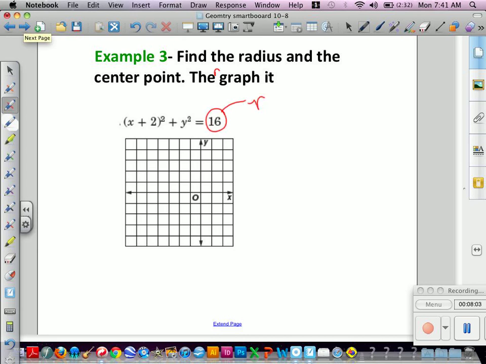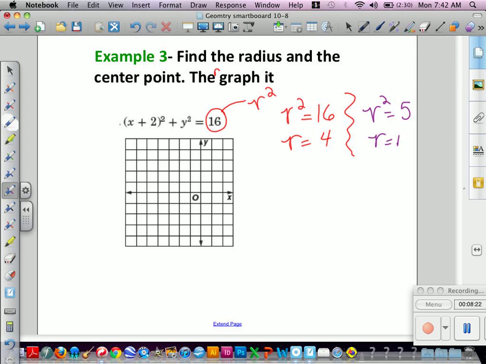This is r squared. So r squared is 16. So r is 4. Now just keep in mind here, people, had that been 5, r squared would have been 5. Then leave that in radical form. R is root 5, and if you have radicals and you need to simplify them, make sure that you're doing that as well. And again, I was talking about an equation like this: x plus 2 quantity squared plus y squared equals 5. That's how you would find the radius in that one.